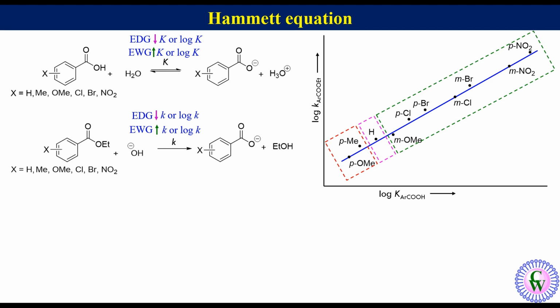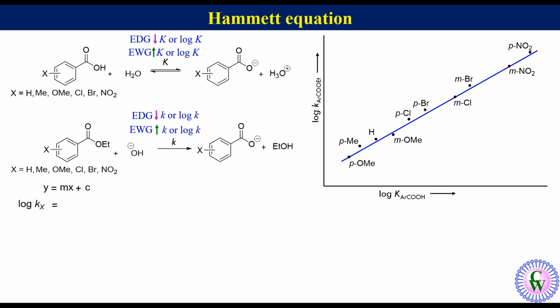We know that for a straight line, y is equal to mx plus c, where m is the slope and c is the intercept made by the line on y-axis. From the plot for a substituted benzoate ester and substituted benzoic acid, we can write log small kx is equal to rho log capital Kx plus c, equation number 1, where rho is the slope, also called reaction constant. For unsubstituted benzoate ester and unsubstituted benzoic acid, we can write log small kh is equal to rho log capital KH plus C, equation number 2.